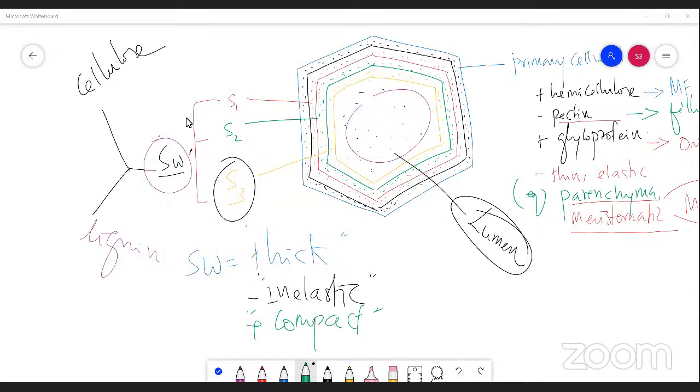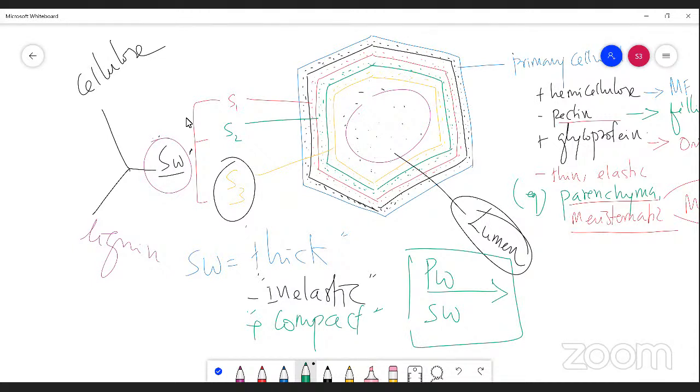So which of the following cell walls is very close to the cell lumen? S3. Secondary wall. Okay, talking about a primary wall and a secondary wall, which of the following cell walls is very close to the lumen? Secondary wall. Very good. Fantastic. Which of the following cell walls is the outermost layer of the plant cell? Primary wall.